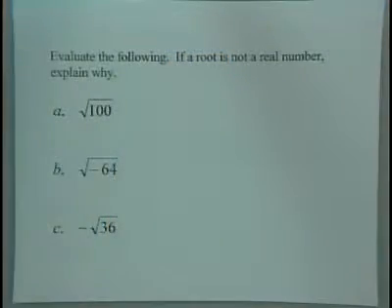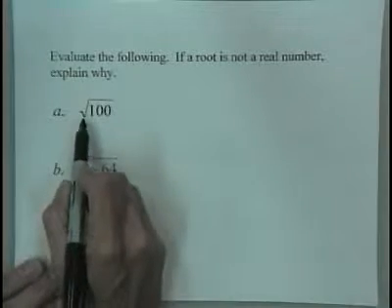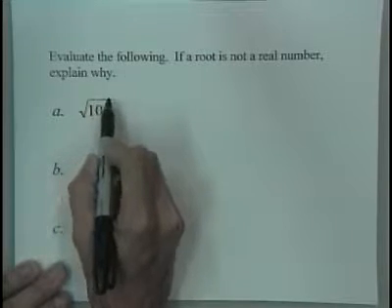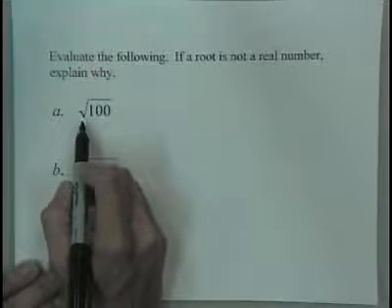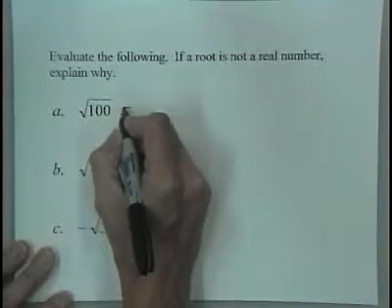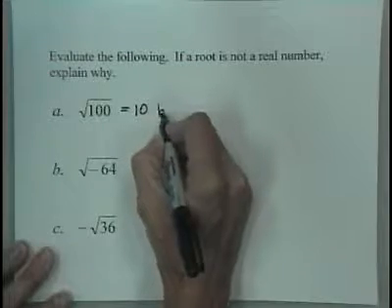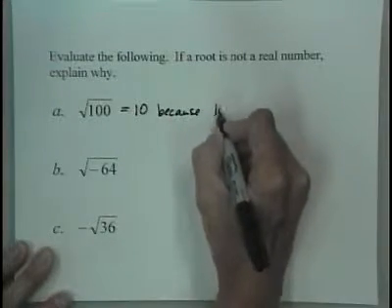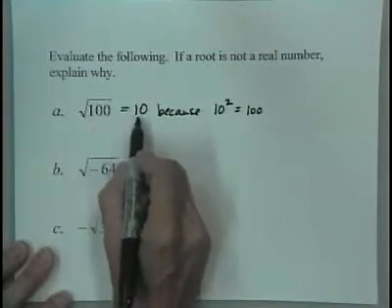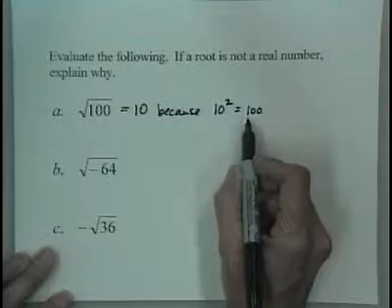Let's start with some examples and terminology. What we want to do here is evaluate some square roots. If a root is not a real number, we're going to explain why. The first square root we want to evaluate is the square root of 100. This symbol is called a radical sign. In particular, for this example, it's a square root symbol. The square root of 100 is the number 10 because 10 squared is 100. The square root of 100 is 10 for this reason.